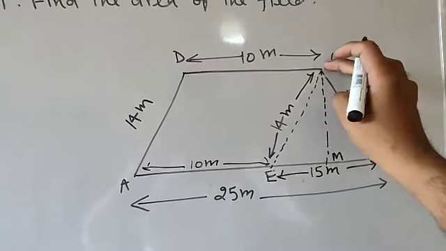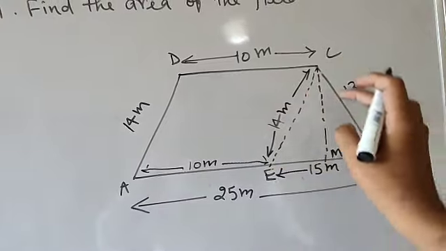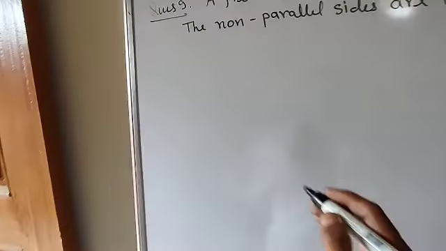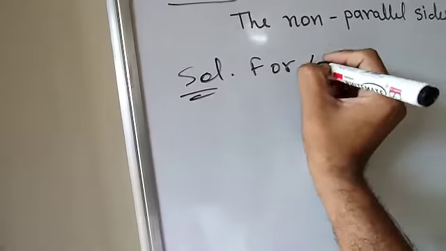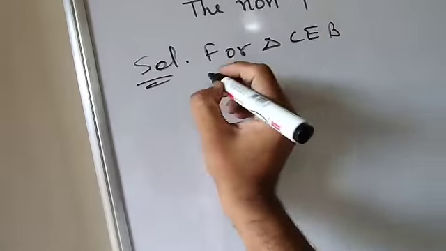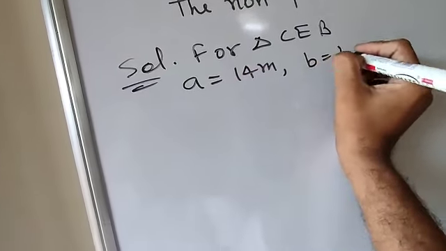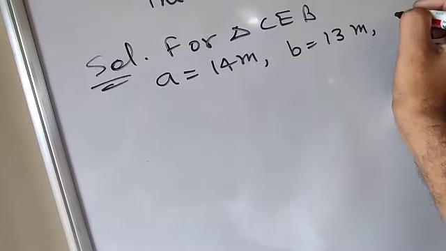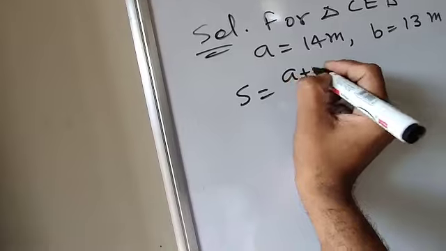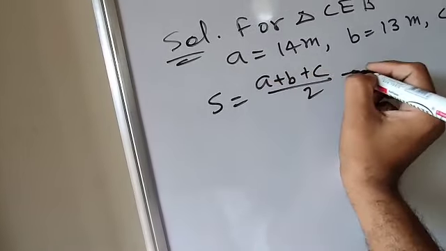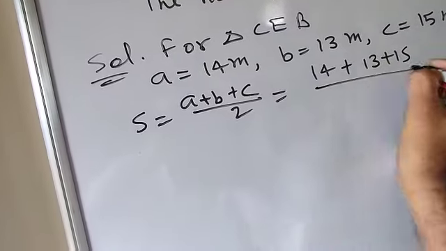So in triangle CEB I have all the three sides, so we are able to find the area of triangle CEB. So here I am going to find the area of triangle CEB. For triangle CEB, three sides are 14 meter, 13 meter and 15 meter. So S equals A plus B plus C upon 2, that is equal to 14 plus 13 plus 15 upon 2.